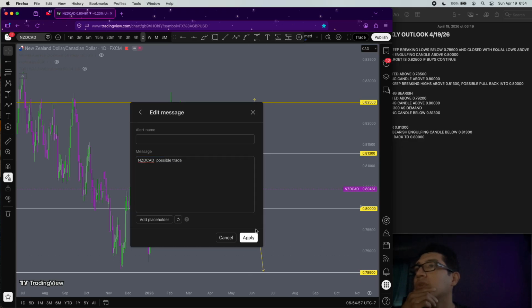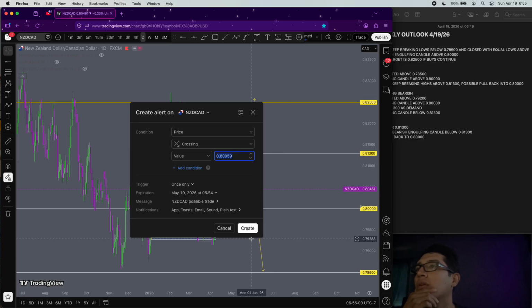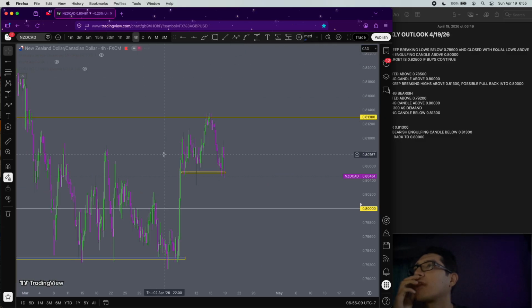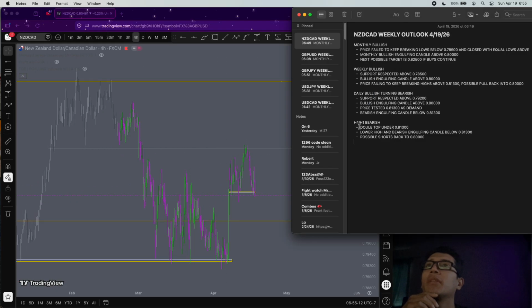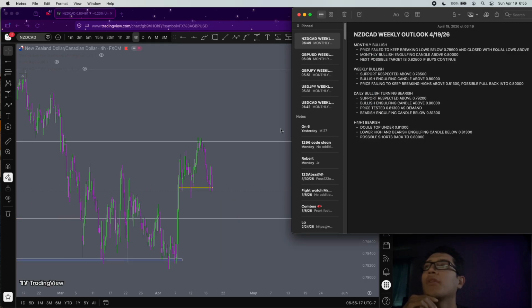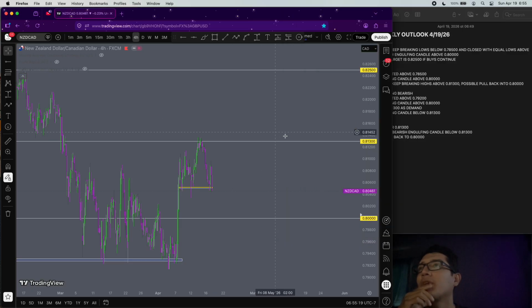So we have a possible trade already at 0.80. And we did miss out on these sells right here, this smaller time frame sells. Now we hop into the 4 hour. The 4 hour was already bearish. We had the double top under 0.81300, and then the lower high and the bearish engulfing candle. So after noticing this double top and then this bearish engulfing candle and the lower high, it should have been go time to sell. I don't know how I missed this trade.